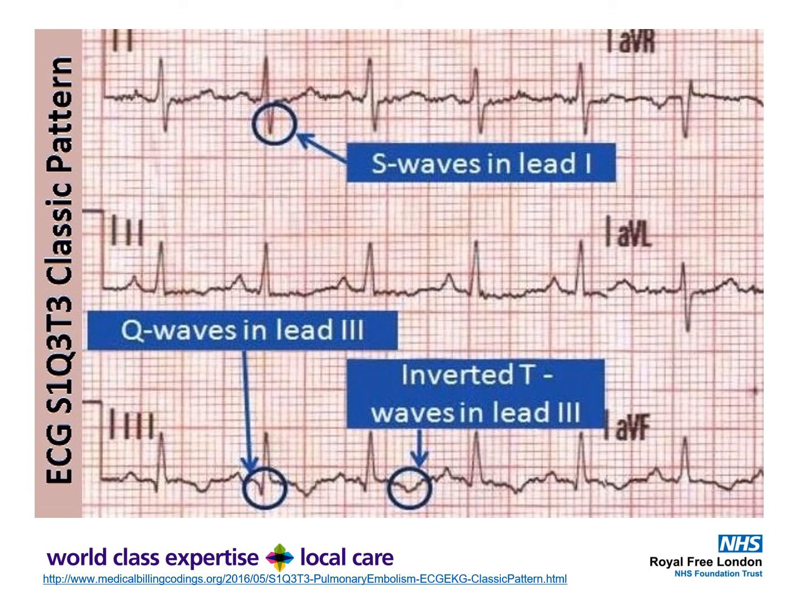So just as a reminder about what the S1Q3T3 classic pattern of PE is on an ECG, and you can see the three criteria here: the presence of S waves in lead 1, Q waves in lead 3, and inverted T waves in lead 3 also, hence the S1Q3T3.